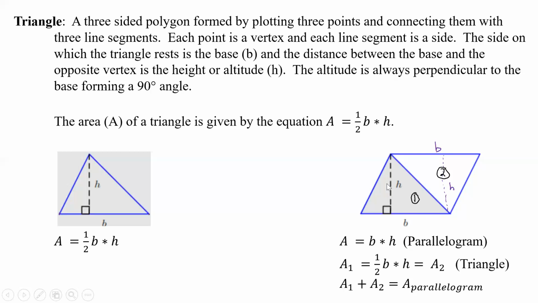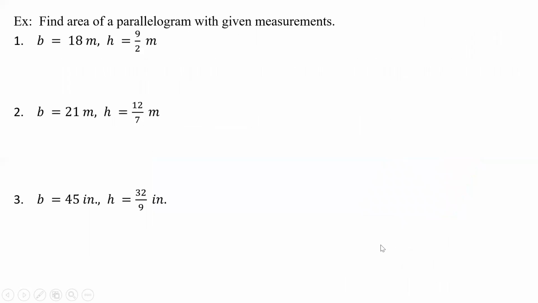All right, so we need to remember the triangle is 1/2 base times height, and a parallelogram is base times height. So it's saying find the area of a parallelogram with the given measurements. All right, well, let's write it down before we forget. Area is equal to base times height. So we just multiply those together. Area equals 18 times 9/2.